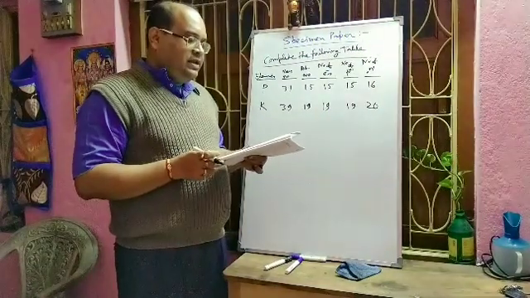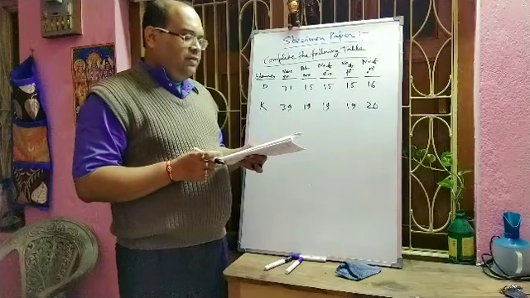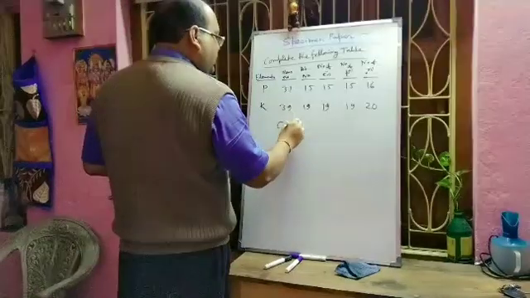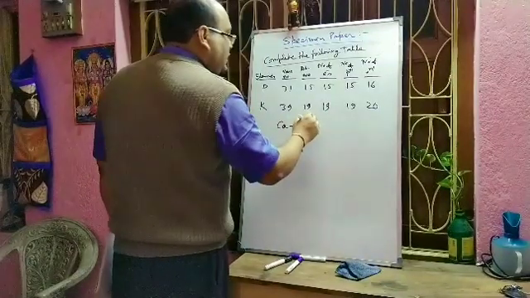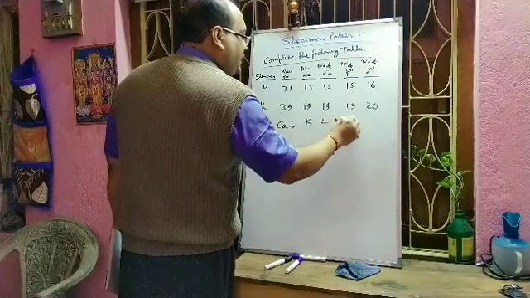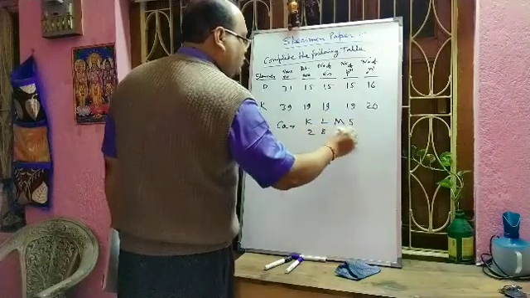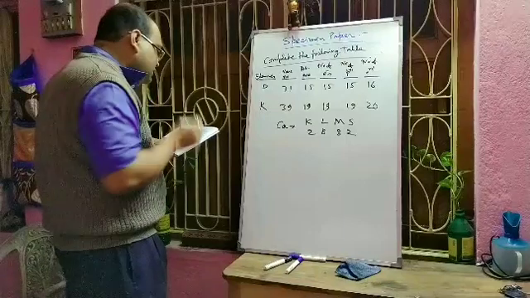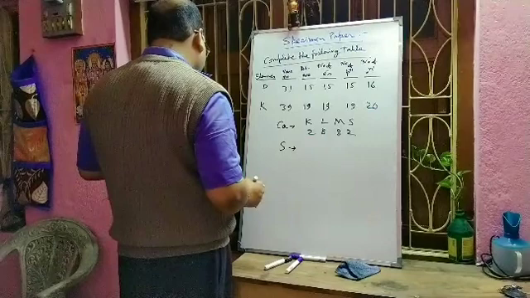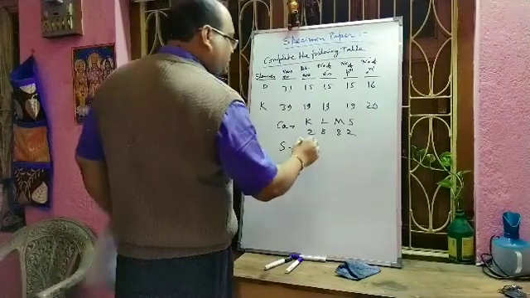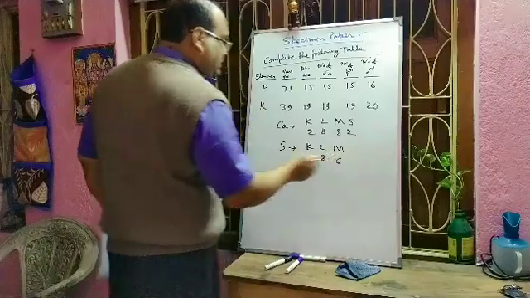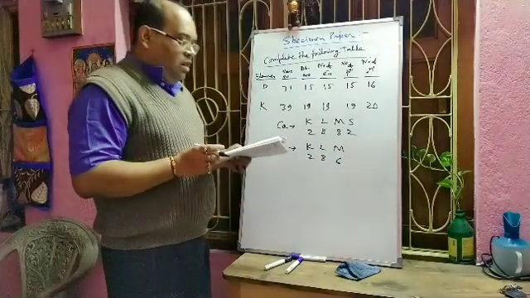Next question is given, write the electronic configuration of the following. First one is given calcium. Calcium electronic configuration will be K L M N: 2, 8, 8, 2. Next one is given sulfur. Sulfur is 16, so K L M: 2, 8, 6. This is the electronic configuration of sulfur.